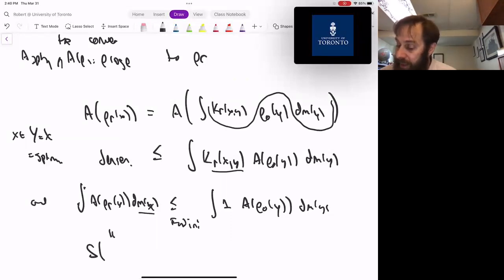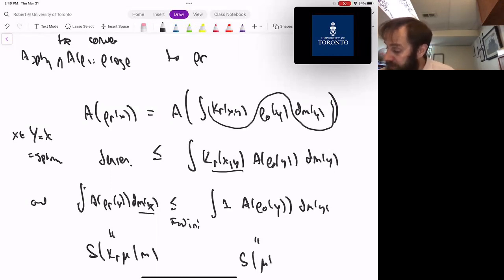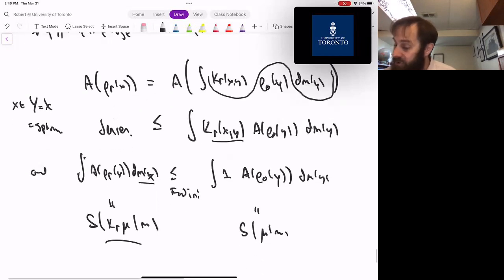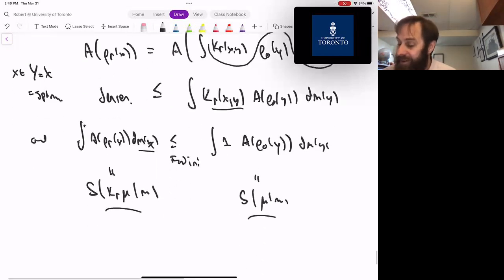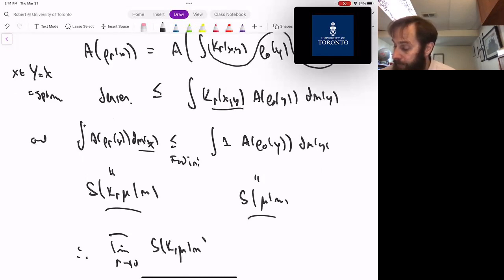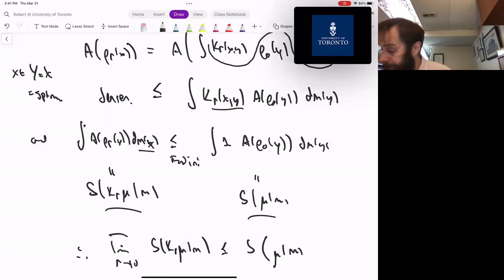This is S of k_r mu relative to m, and this is S of mu relative to m. And since each of these is less than this, then certainly the limsup is less than that, and that's what was desired. Okay, questions?